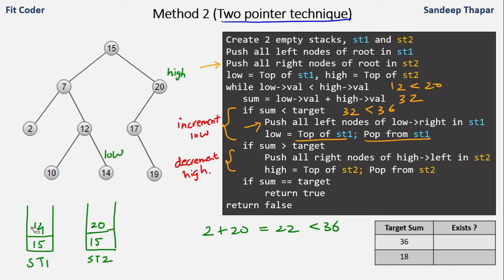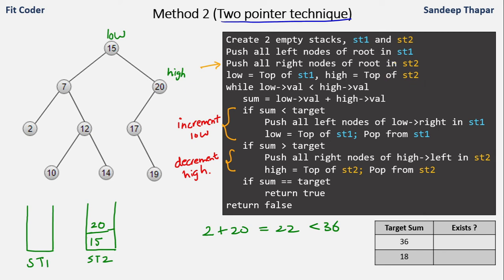So we remove 14. In the next iteration, we check if 14 is less than 20. We compute the sum, which is 34. 34 is less than 36. We push all the left nodes of right of 14, which is null. And low becomes equal to top of stack 1. So low becomes equal to 15. And then we pop from the stack 1. So the stack 1 is now empty.